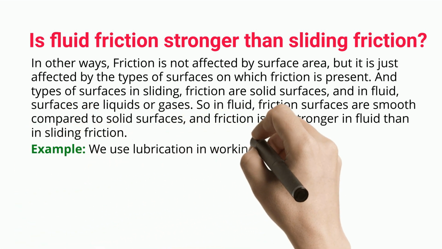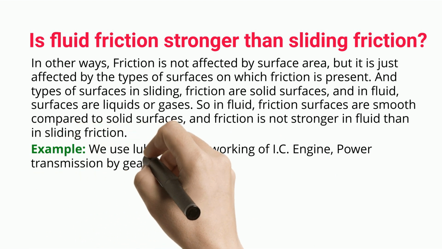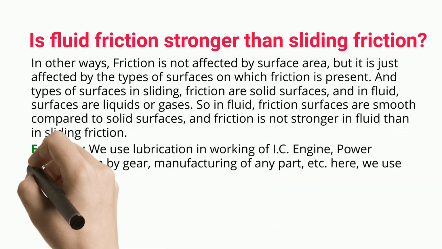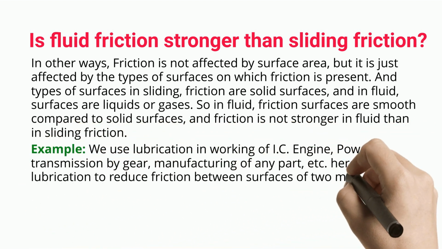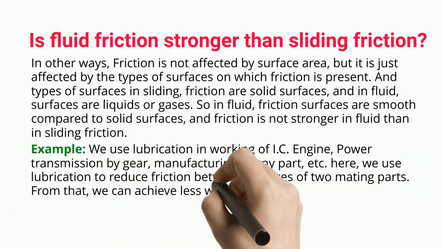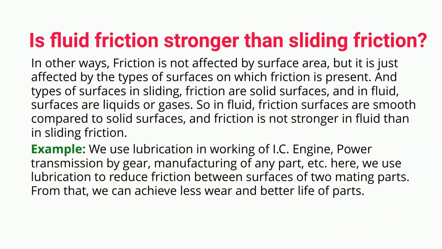Example, we use lubrication in working of IC engine, power transmission by gear, manufacturing of any part, etc. Here, we use lubrication to reduce friction between surfaces of two mating parts. From that, we can achieve less wear and better life of parts.